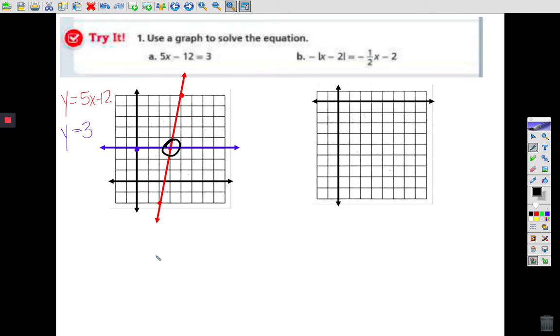So what is my solution? X equals 1, 2, 3 is right. If you wanted to plug it in, you could to make sure it was correct. 3 does equal 3. Yeah, but they just wanted you to solve it by graphing. But yeah, if you solved it algebraically, you would get the same thing.